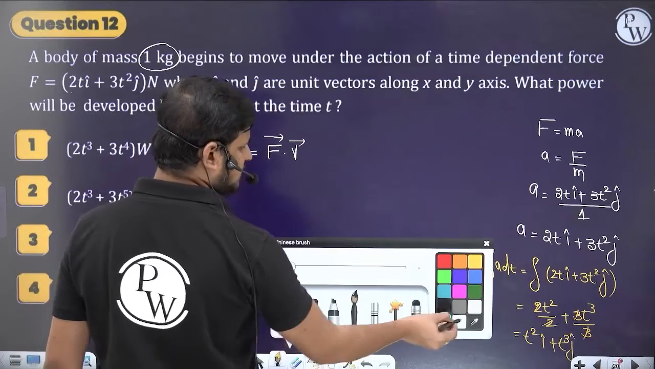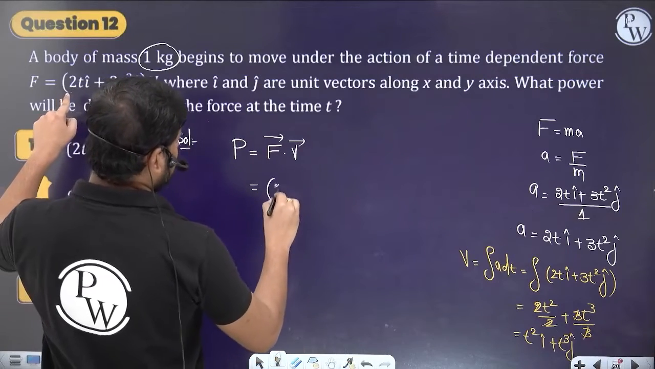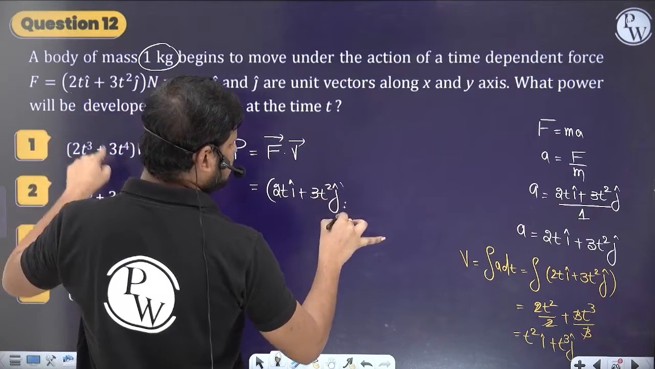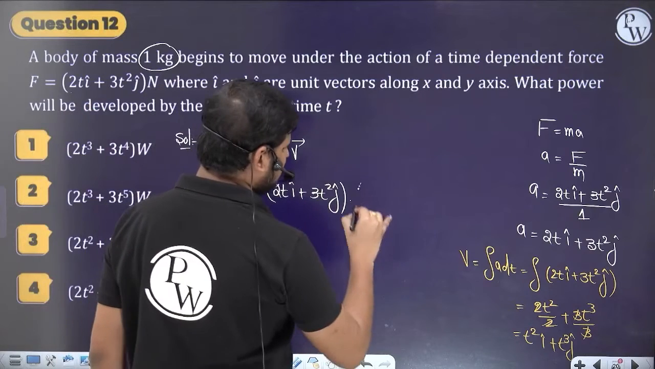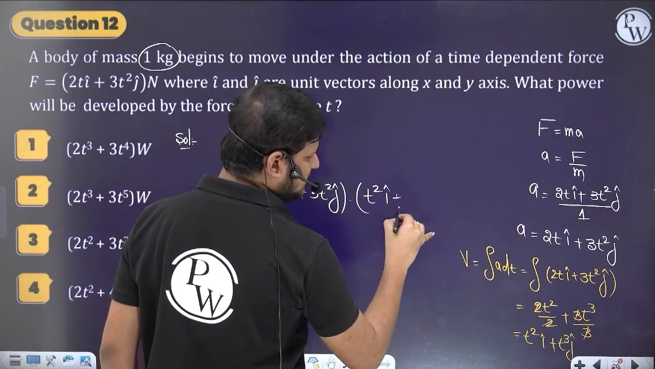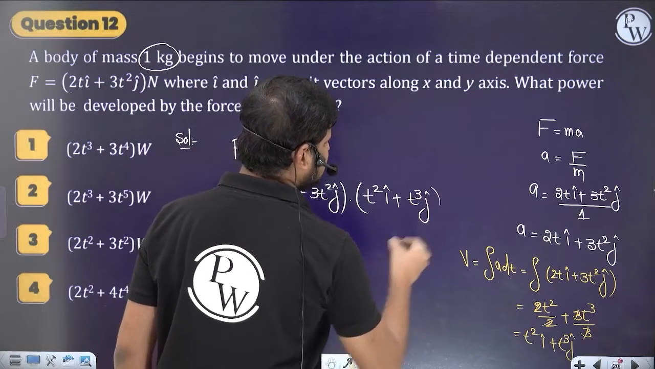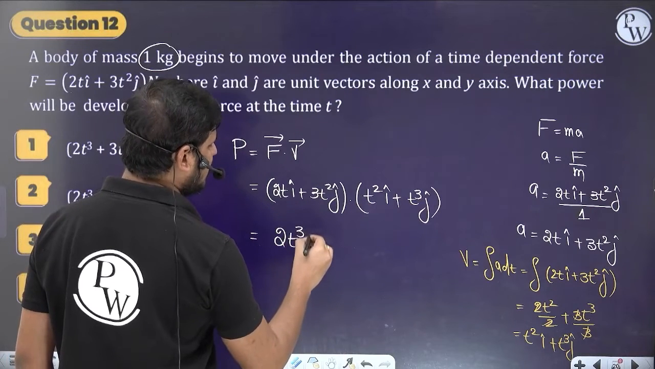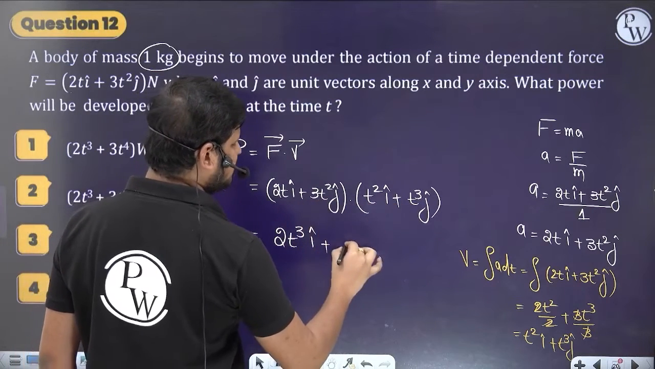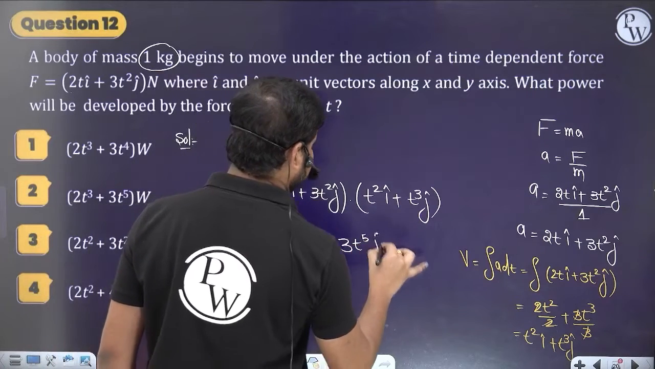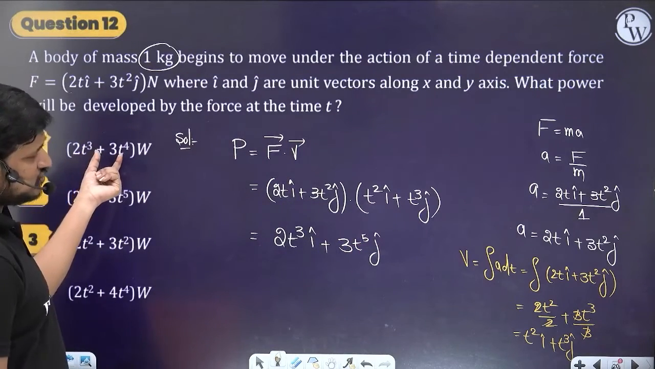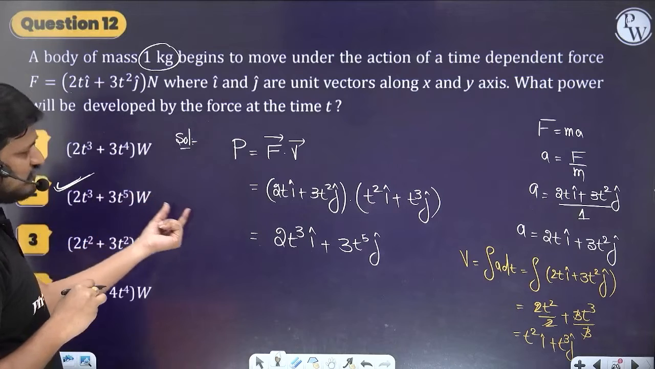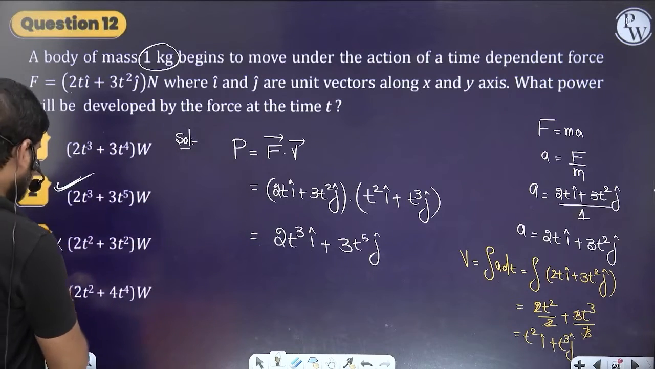So just substitute it here now. We have got the force, 2t i cap plus 3t square j cap, dot the velocity function we got, t square i cap plus t cube j cap. Now multiply: 2t into t square is 2t cube i cap, and 3t square into t cube is 3t to the power 5 j cap. So 2t cube plus 3t to the power 5. Option 2 is this, and the others are not.